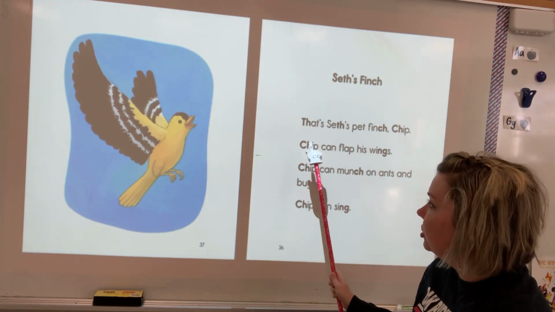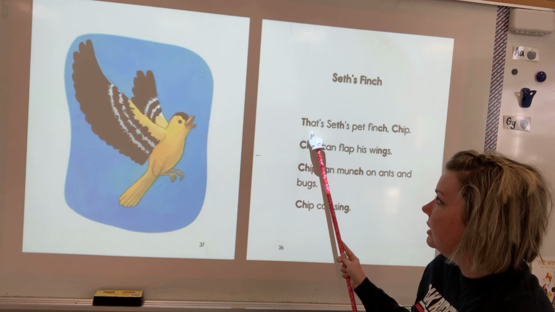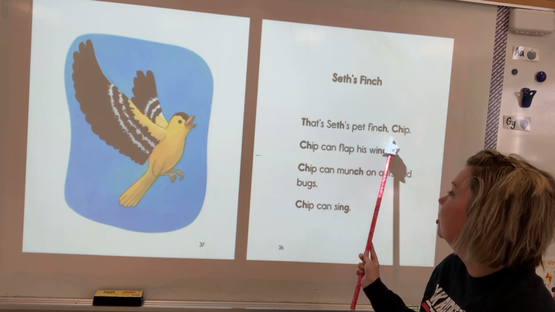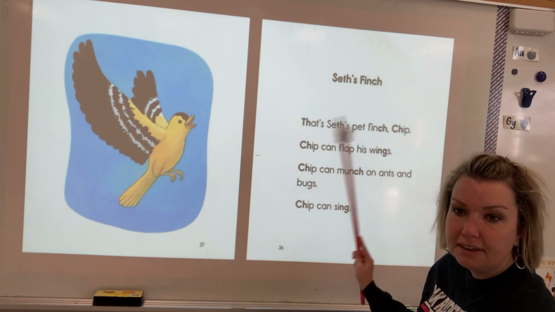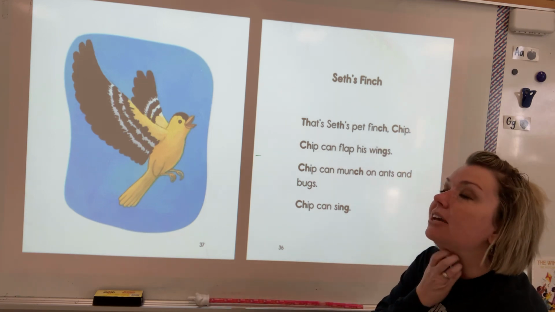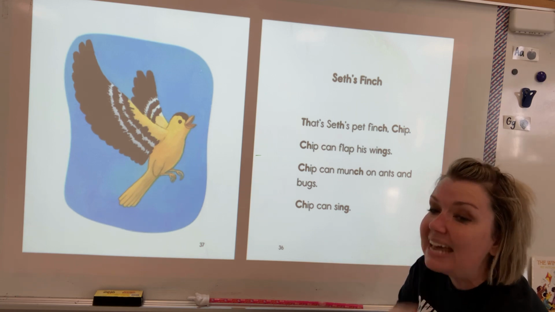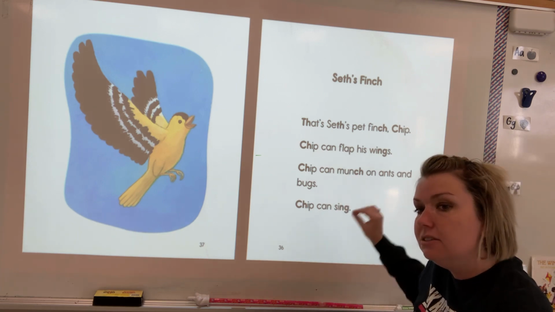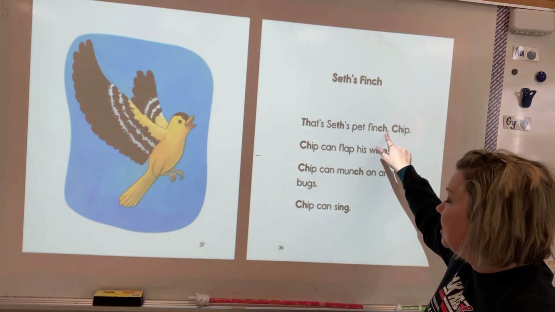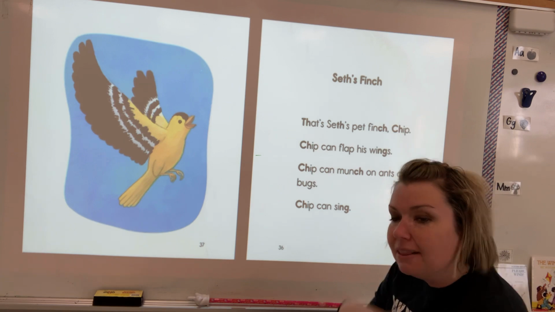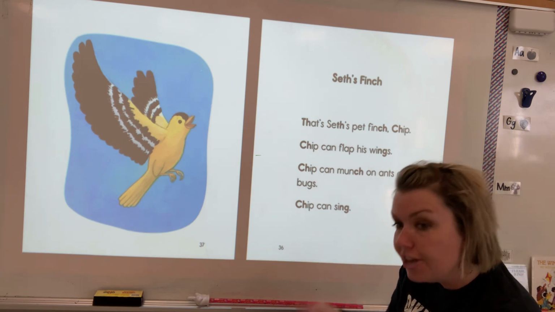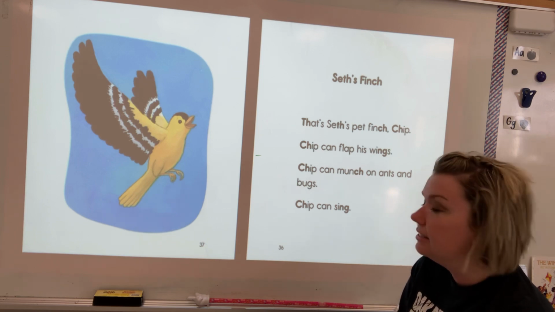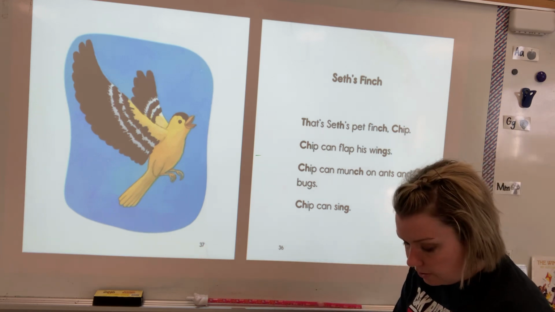Nicole, let's turn to page 36 and look at that first sentence. That's Seth's pet finch, Chip. Chip is his name. Now, even though the author doesn't say that Seth's pet finch's name is Chip, the comma and the pause implies, or makes you think, that that is the name of his pet. All right, wonderful job.